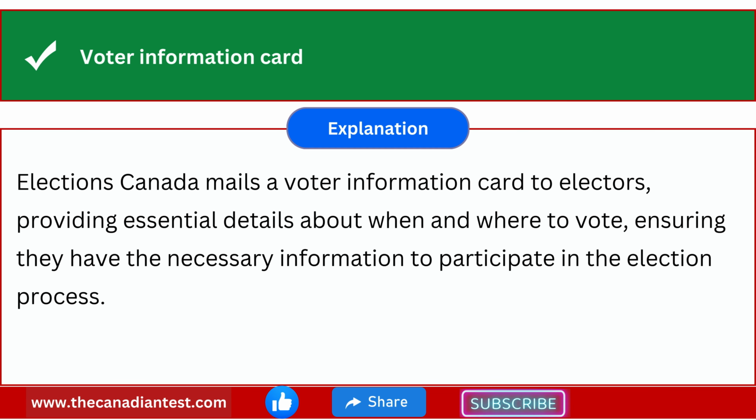The correct answer is voter information card. Explanation: Elections Canada mails a voter information card to electors, providing essential details about when and where to vote, ensuring they have the necessary information to participate in the election process.